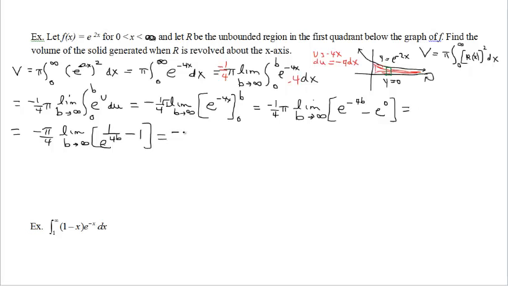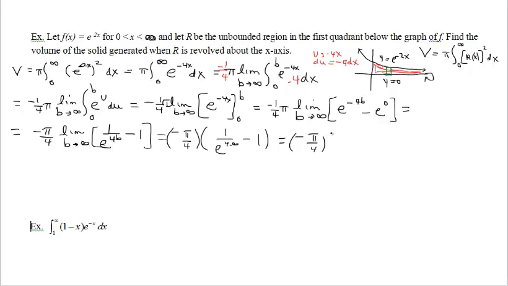So negative pi over 4 times, okay, and so plugging in positive infinity, I'm going to end up with 1 over e to the 4 times infinity, which is just really large, minus 1. So negative pi over 4. And I use parentheses whenever it's convenient, when I'm worried about keeping things together. Sometimes I use parentheses, sometimes not, just to keep it all organized.